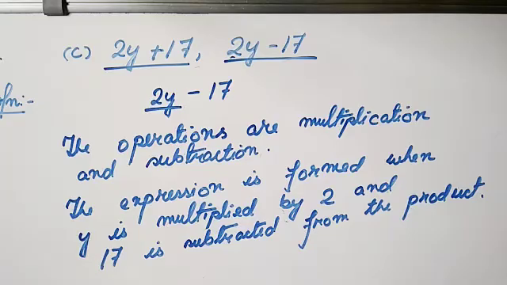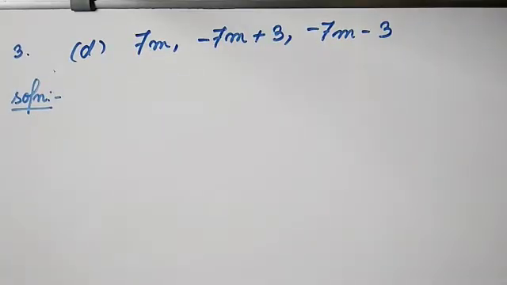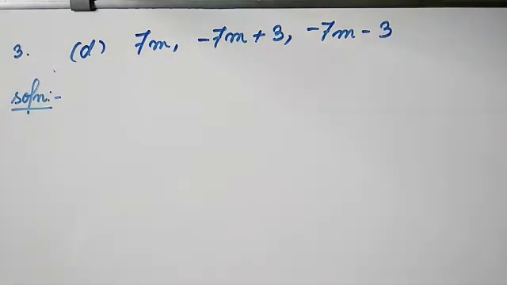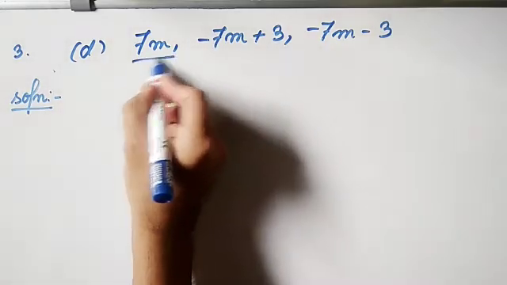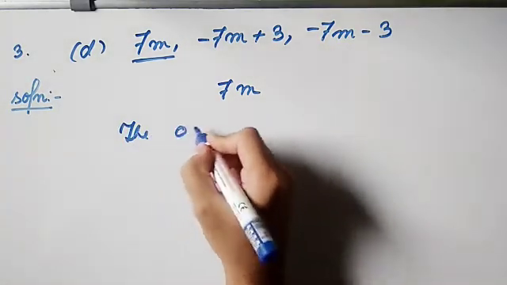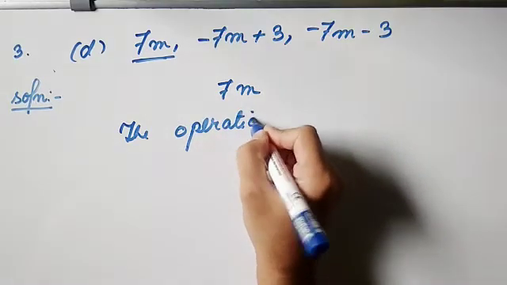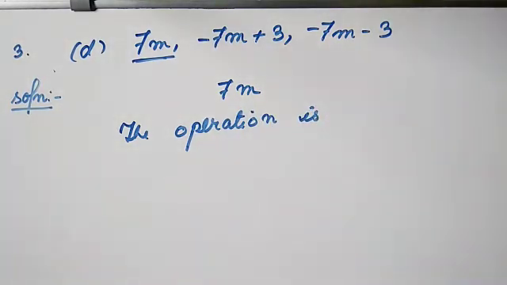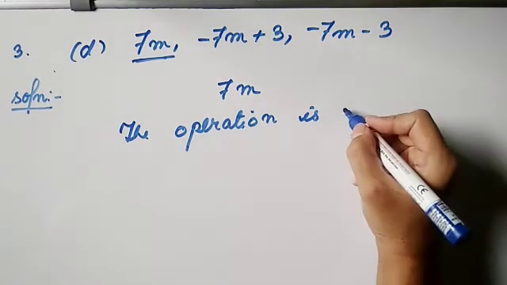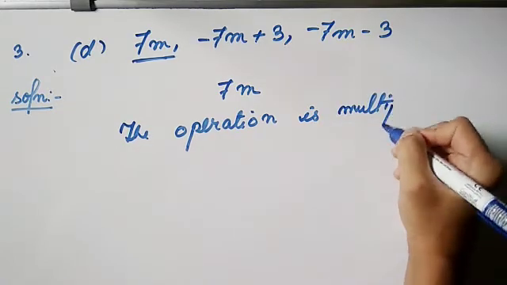Understood? Let's try our last question. So students, we have one more question, and these are the expressions. Let's try to solve. Our first expression is 7m. Like questions A, B, and C, first of all, let's try to find the operation. Students, can you tell me what kind of operation is used in this expression? Yes, it is multiplication.